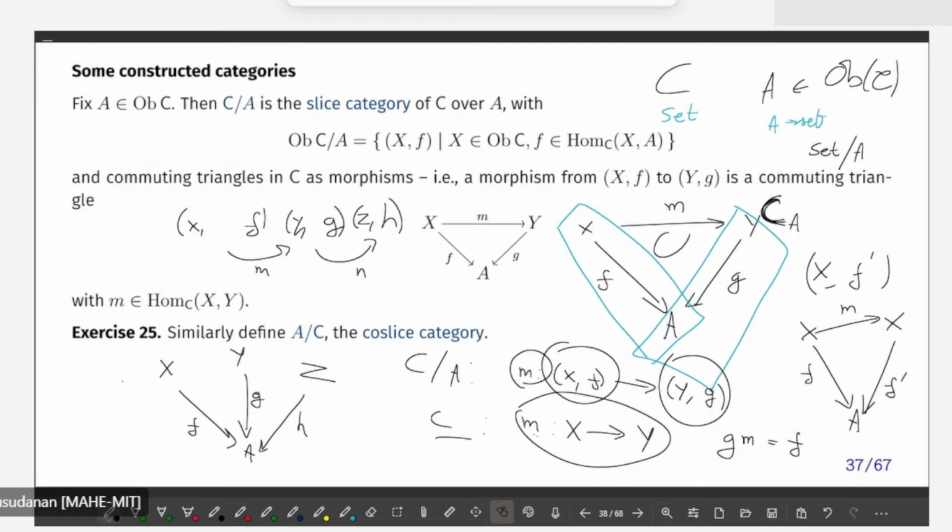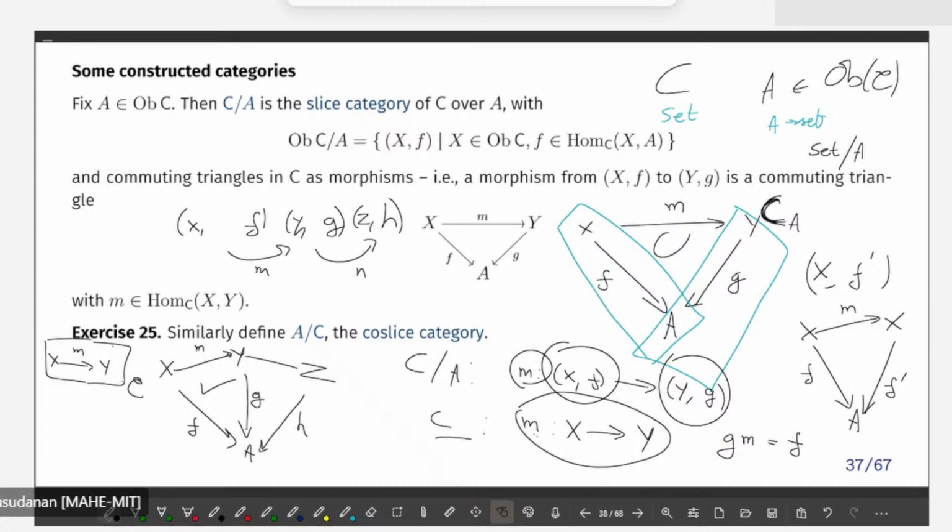Okay, so composition. If you have a morphism from XF to YG, that would mean that in the original category C, you have a morphism M from X to Y, but such that this triangle commutes. So this M is originally a morphism in C, but such that this triangle commutes.